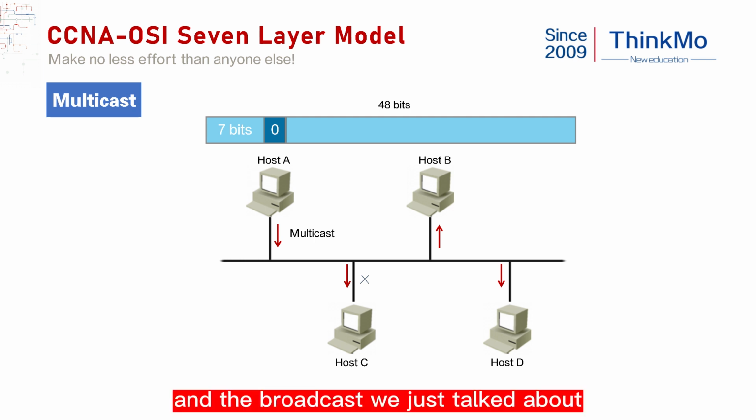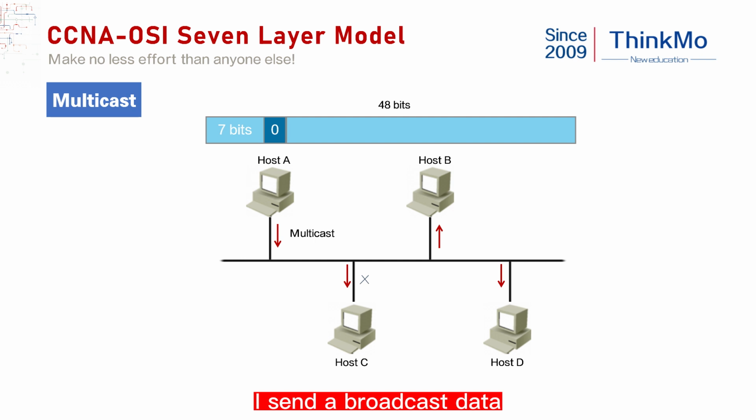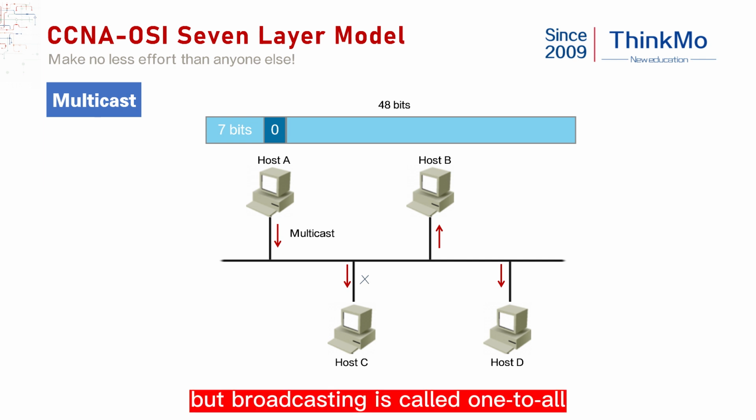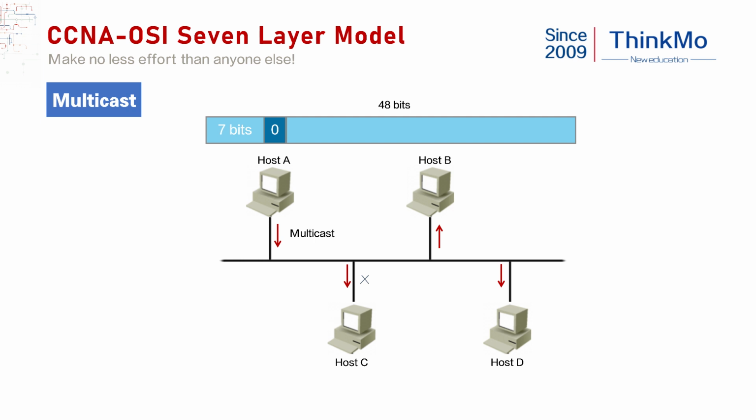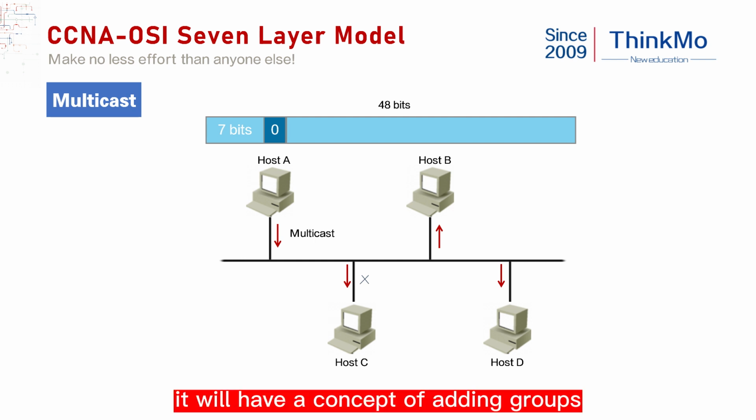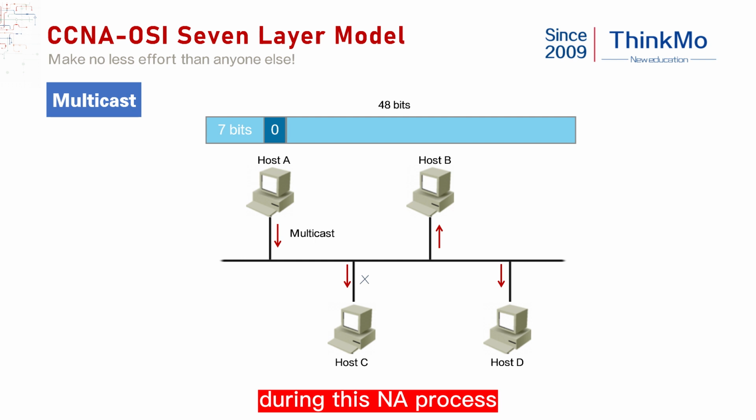And the broadcast we just talked about: broadcast is as long as I'm in the same broadcast domain, I send broadcast data and all can accept it. We call it one-to-all. Multicast is called one-to-many. It has a concept of group division, but the division of groups is based on our future IGMP protocol. You will learn this in IE. It will have a concept of adding groups during this NA process. Just remember, a multicast address has bit 8 of 1, and multicast has an add group. That's all, it's okay. This is our lesson content today.